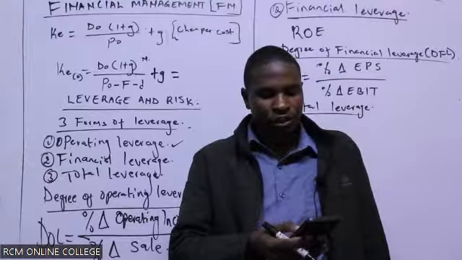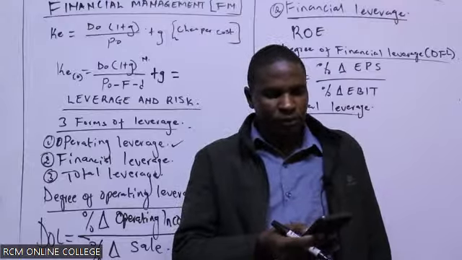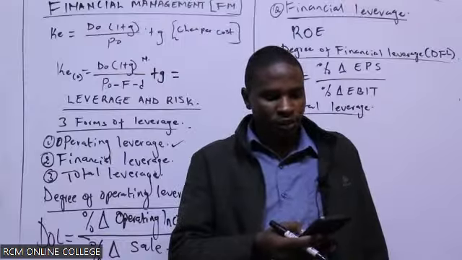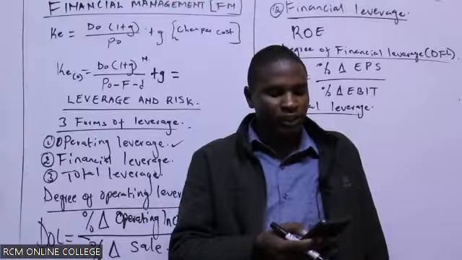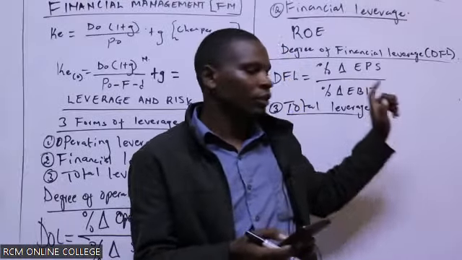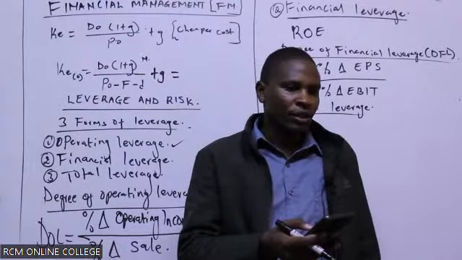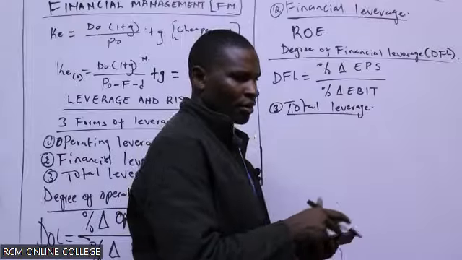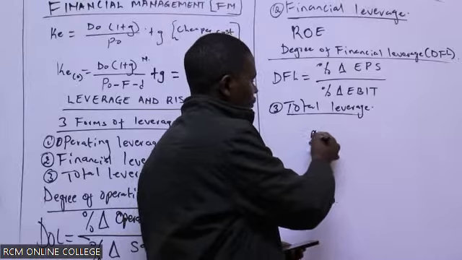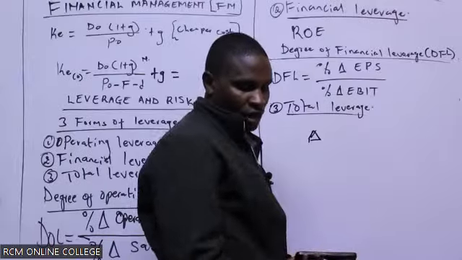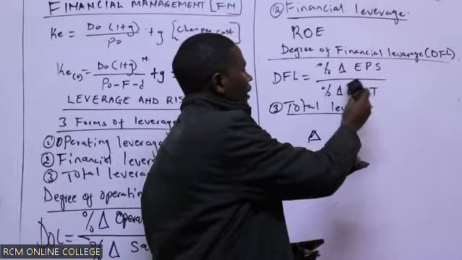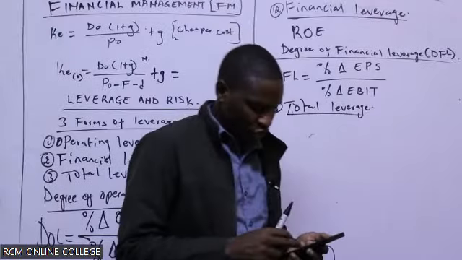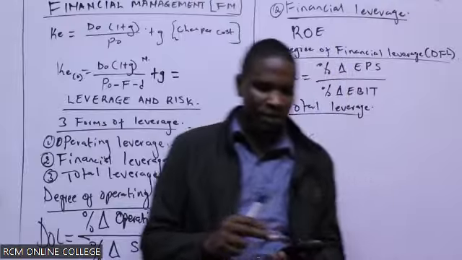You say that it indicates how a company's EPS can change in response to a change in EBIT. Remember, this is the symbol for change. I hope you people remember the symbol of change. Just a triangle. That triangle is a change. Then in earning before interest and tax, due to the presence of debt.